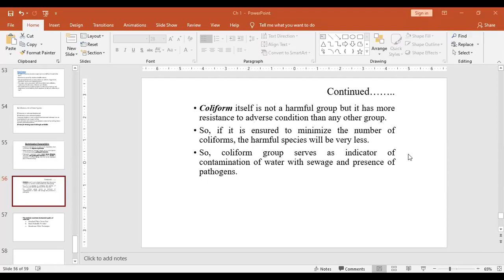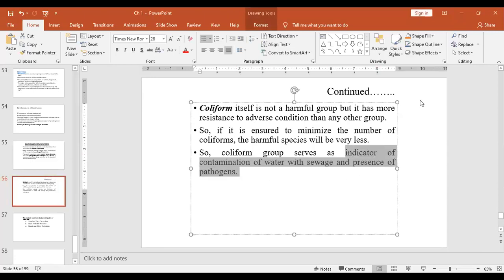Okay, here, so the coliform group serves as an indicator. Remember these things: coliform group serves as an indicator of contamination of water with sewage and presence of pathogens. Okay, so this is about the biological test.